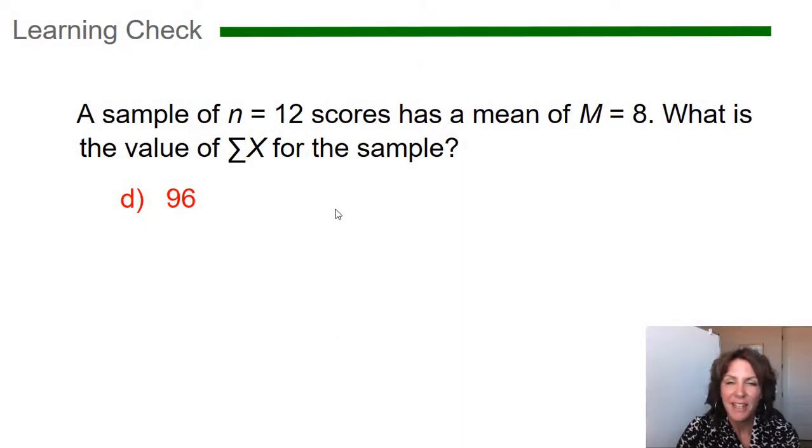The total is 96. Think of it this way. I have 12 people and each person has 8. 12 times 8 is 96. So that's how we can do a quick multiplication. We don't even have to think about pizza on this. We can just multiply the n by the mean to get the total of the scores.